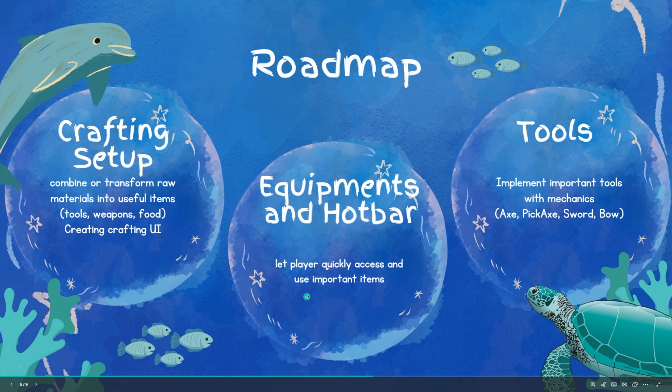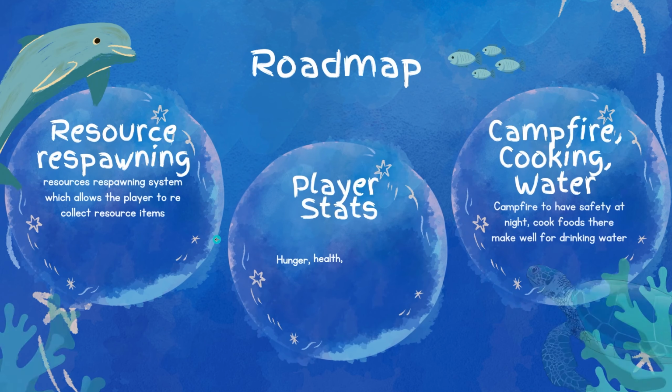And then we have to create equipment and a hotbar to let the player quickly access and use important items. And then I'm going to show you how to implement important tools with their own mechanics. For example, we have different mechanics for an axe, and when it comes to a pickaxe, using it is totally different. Likewise, let's create the mechanics one by one in that video.